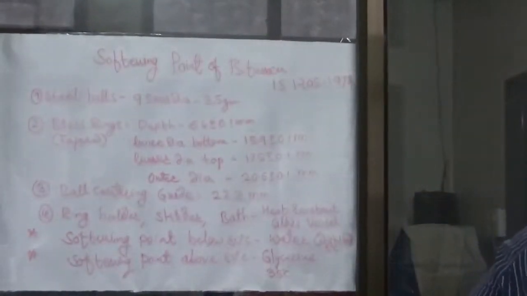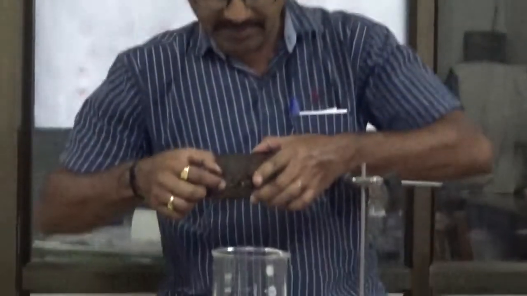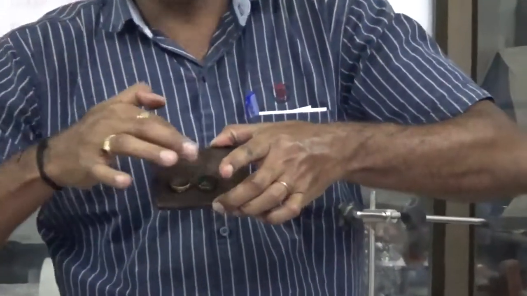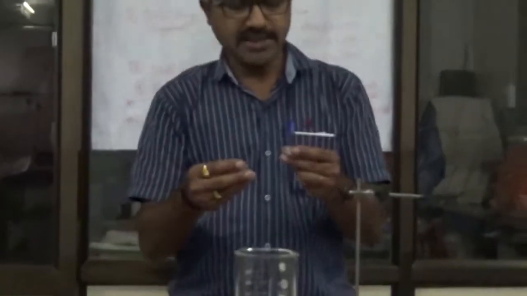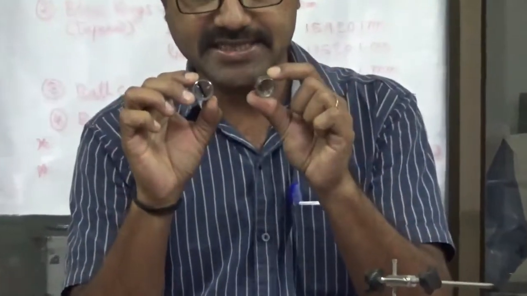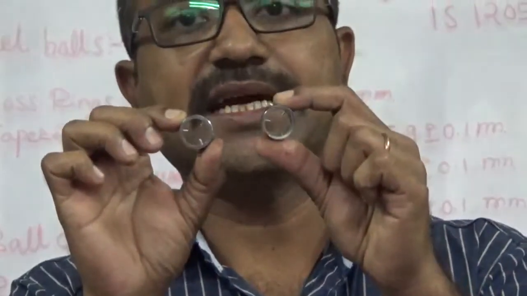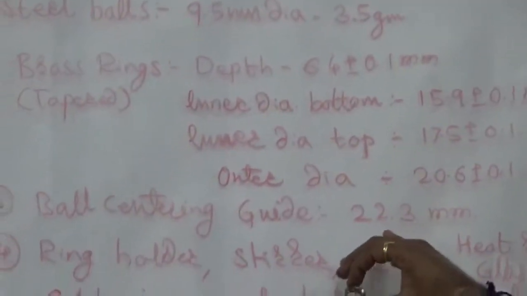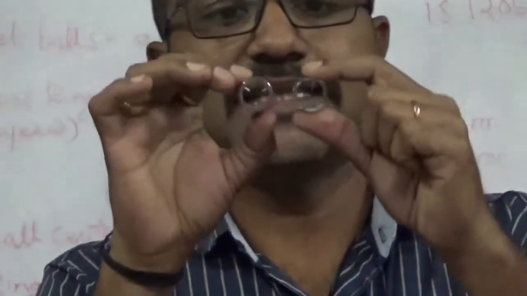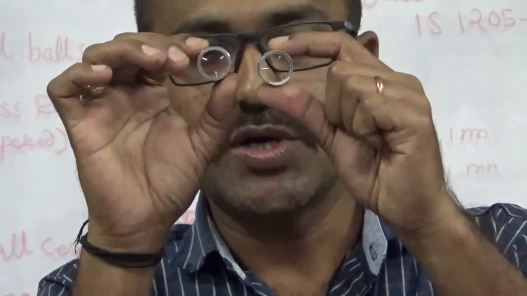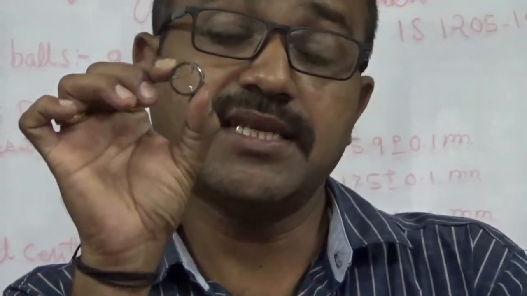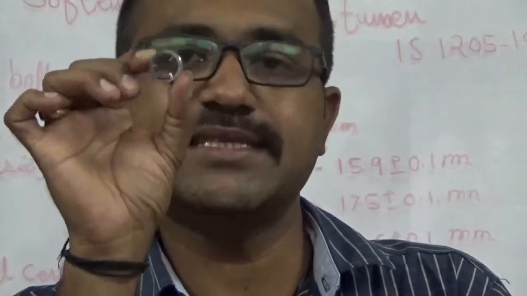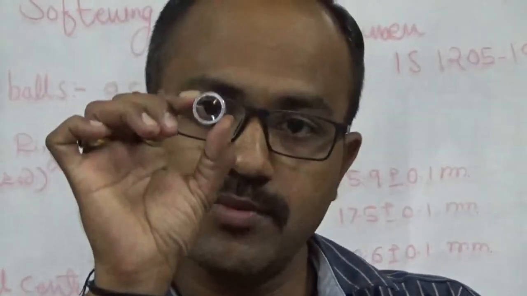So I have two brass rings, which I have filled with the bitumen. This way you can fill them with the bitumen. Now these are my centering guide rings, having a diameter of 22.3 mm, and they have three studs. These three studs help to maintain the center of your ball above your bitumen sample.